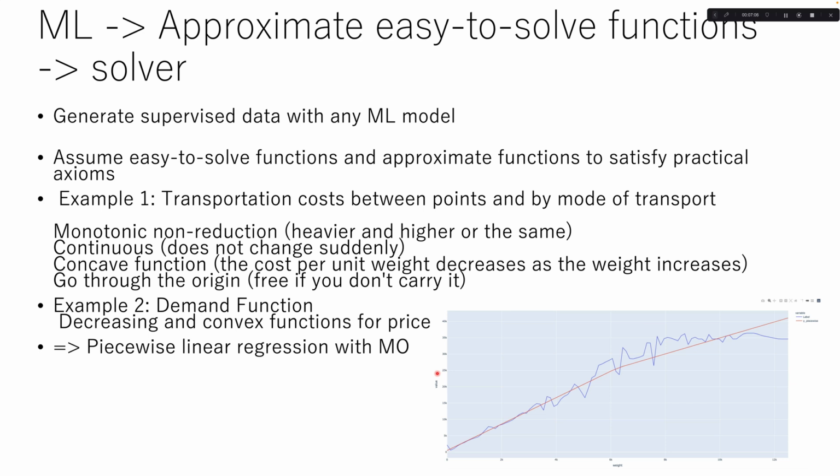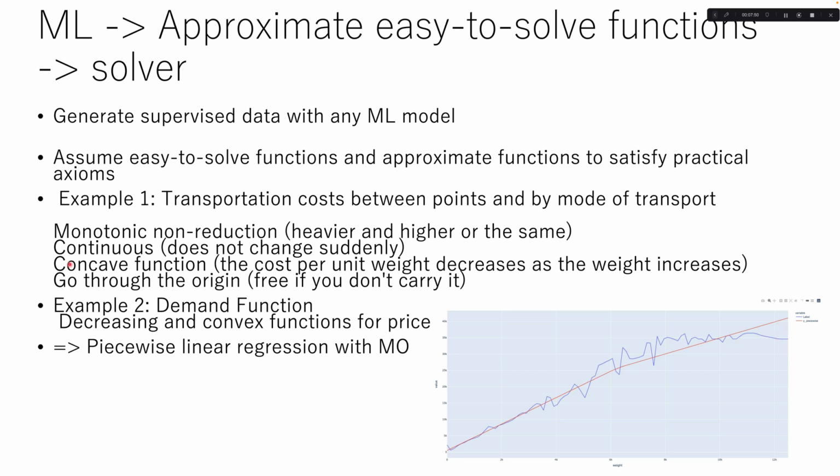This is an approach I frequently use to solve real-world problems, where the ML predictive model is approximated as a function that is easier to solve under realistic assumptions for MO. First, after training with any ML model, a large amount of training data is generated. The diagram at the bottom right shows an approximation of the actual function, with the horizontal axis representing transportation volume and the vertical axis representing transportation costs. After performing automated ML on the actual transportation data, transportation costs for various volumes are calculated as the blue line. Based on this, the function is approximated as the red line, satisfying practical axioms.